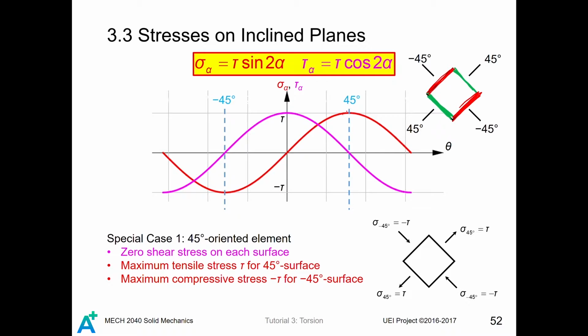On the 45 degree surface, there will be maximum direct stress occurring on those two surfaces, with the magnitude of the shear stress on that surface. For the negative 45 degree surfaces, you have the minimum of the direct stress, which means that for those two surfaces there will be a compressive axial load acting with the magnitude of the shear stress on that surface, but it carries a negative sign.